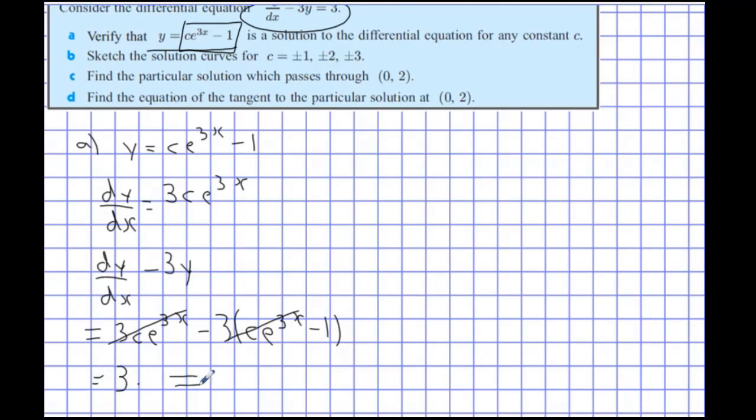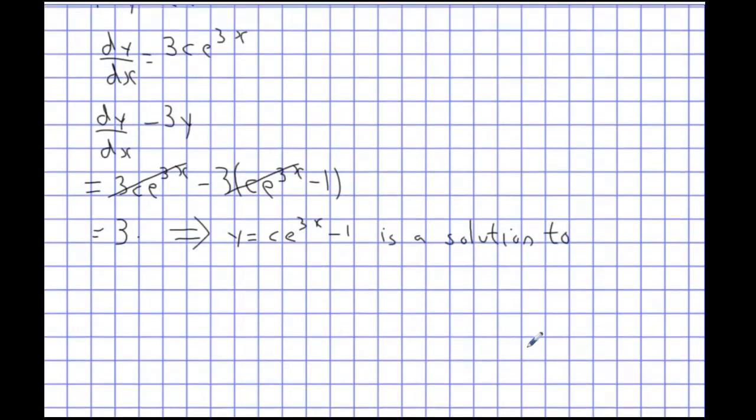So because the equation works, dy/dx minus 3y does equal 3 when y equals c e to the 3x minus 1. That shows us that y equals c e to the 3x minus 1 is a solution to the differential equation dy/dx minus 3y equals 3.